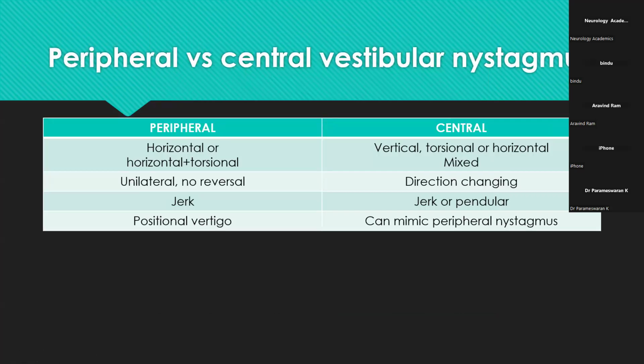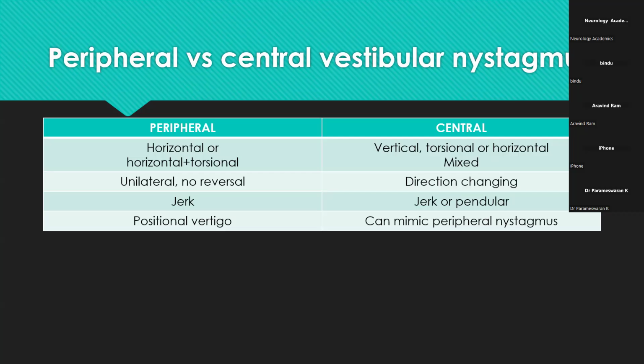So how do we differentiate between peripheral versus central vestibular nystagmus? Peripheral vestibular nystagmus is usually horizontal, or horizontal with a torsional component. However, central vestibular nystagmus could be purely vertical, torsional, or horizontal, or usually could be mixed as well. Peripheral vestibular nystagmus is unilateral without any reversal in direction. However, central is bidirectional and direction changing. Peripheral vestibular nystagmus is only jerk nystagmus. However, central could be jerk or pendular nystagmus.